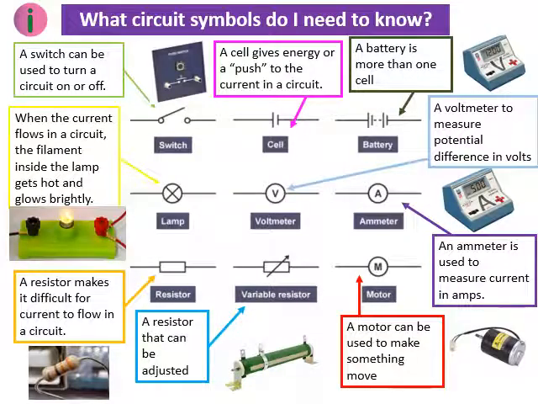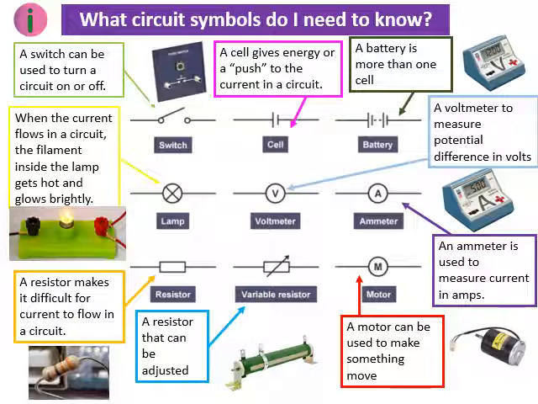Okay, so these are the circuit symbols that you need to know. You need to have a read of this slide and make sure you've read it really carefully before you attempt the task. In the middle, there are 9 circuit symbols that you need to know. Around the symbols, I've annotated what each one does. Some of them you might recognise and some of them you might not. You've got a switch, and a switch can be used to turn a circuit on or off.